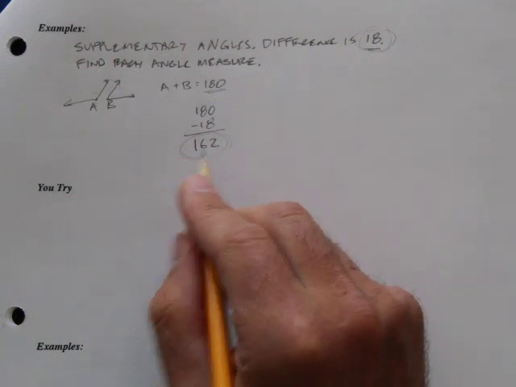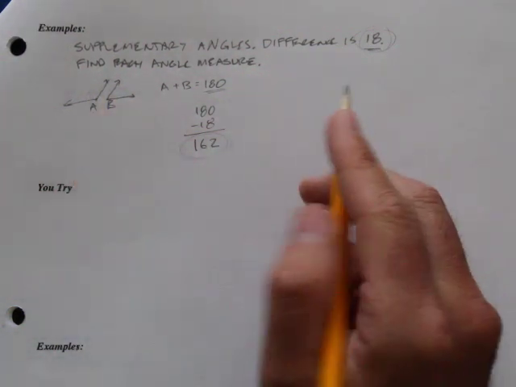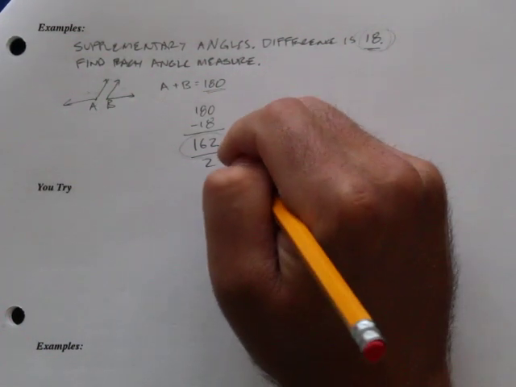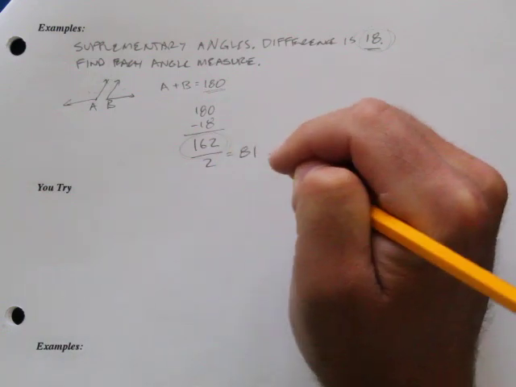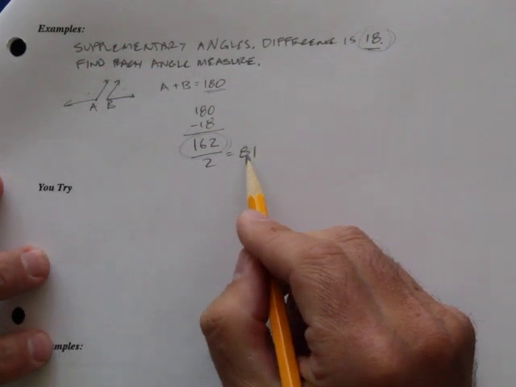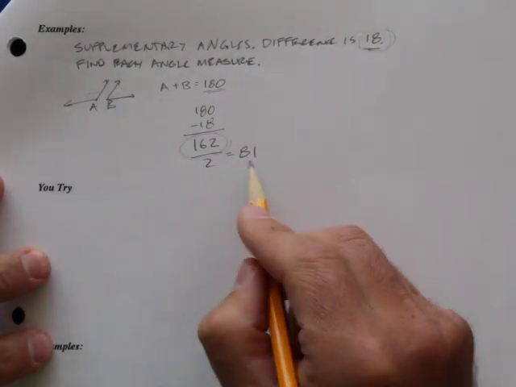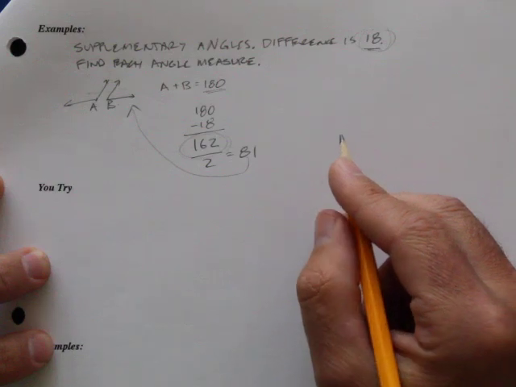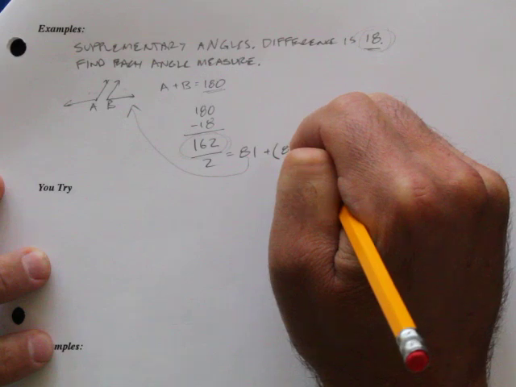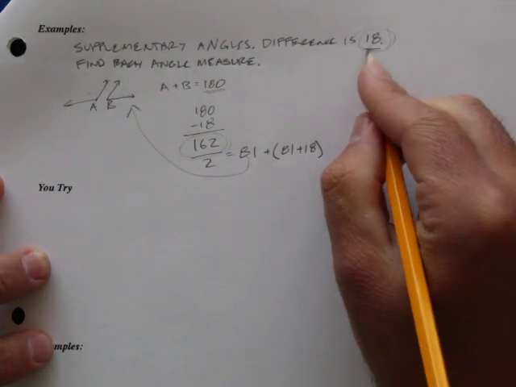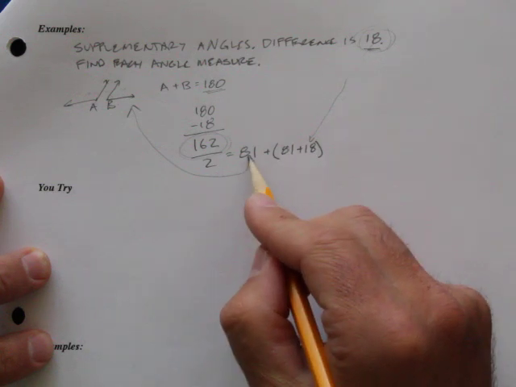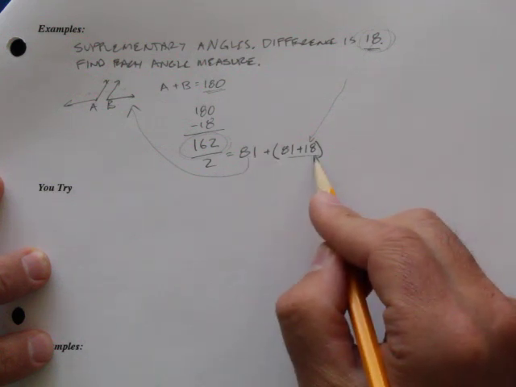I'm going to take this 162. I've got two angles here to deal with. So I'm going to divide this by 2. If I divide 162 by 2, I've got 81. So one of these angles is 81 degrees. And then one of these angles is 81 plus 18. See how the difference is 18? I subtracted that out a while back. So one of them is 81, and one of them is 81 plus 18.